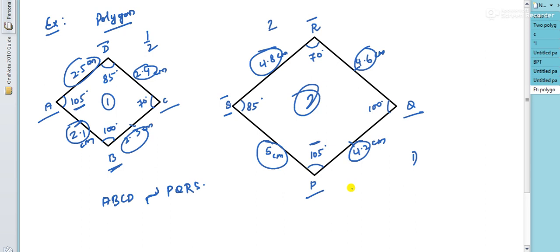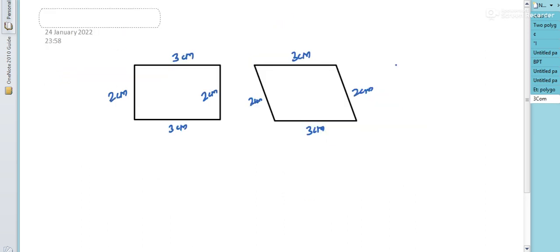Understood? Now looking at one more example. If you see the first figure, it is a rectangle and figure 2 is a parallelogram. Can you say they are similar to each other? To check that, we have two conditions: corresponding angles must be equal and corresponding sides should be in the same ratio. If you look at this side, it is equal to this. Both of them are 2. Here it is 3.